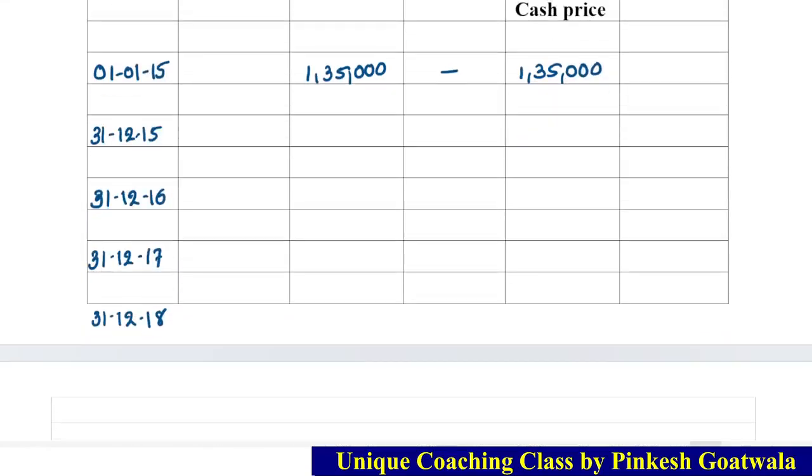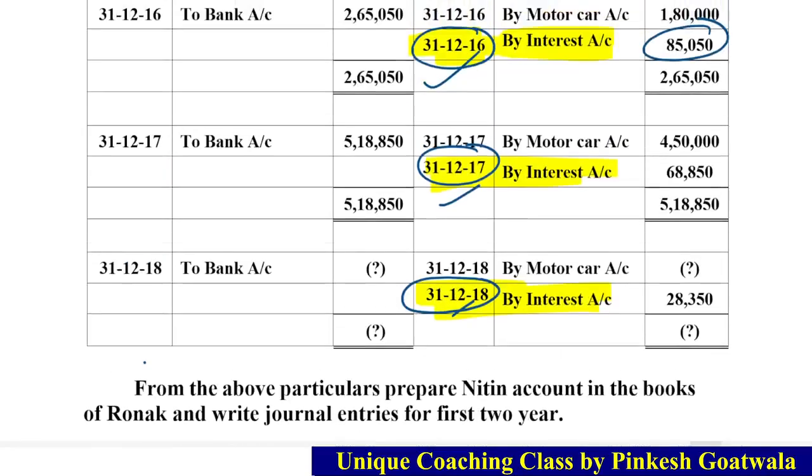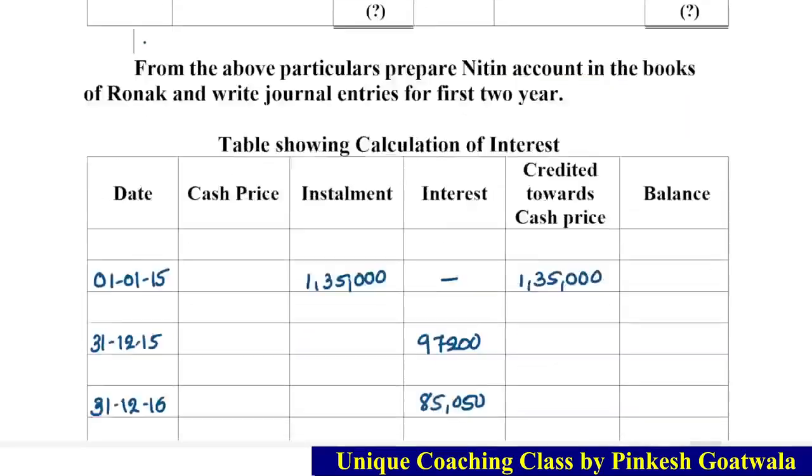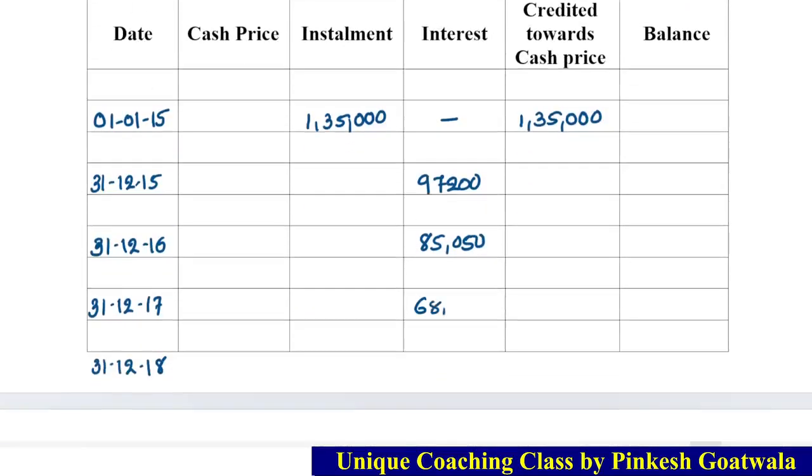So let's write that amount of interest: 97,200 and here 85,050. We have only the amount of interest like the previous sum. Then here 68,850, here 28,350. Okay, now the same calculation as we did in the previous sum. Okay, in the previous sum, if we do it in that manner.